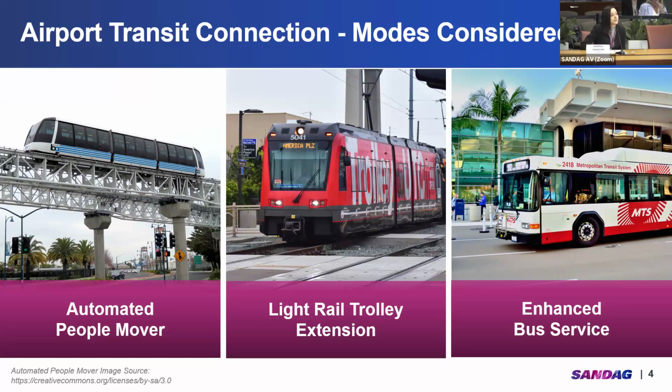The first mode that we've been considering and doing a lot of study for is an automated people mover, or APM. You may have ridden these at airports throughout the nation. They help connect terminals to each other and could also provide a transit link to an outlying rail system like in Oakland or in San Francisco. But it comes with some challenges as we think about it for our region.